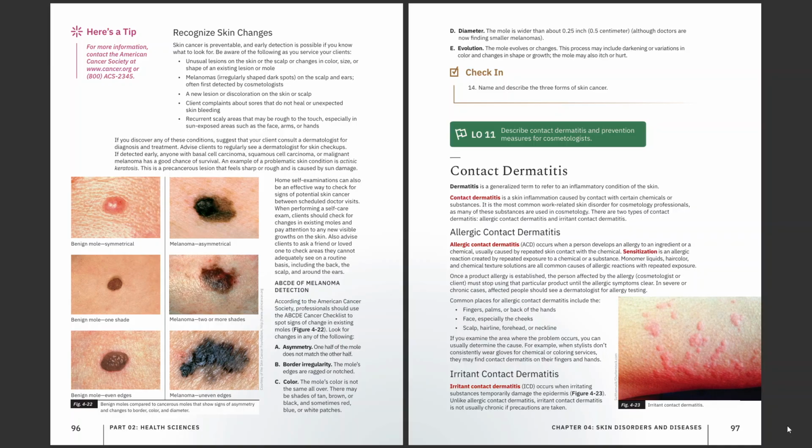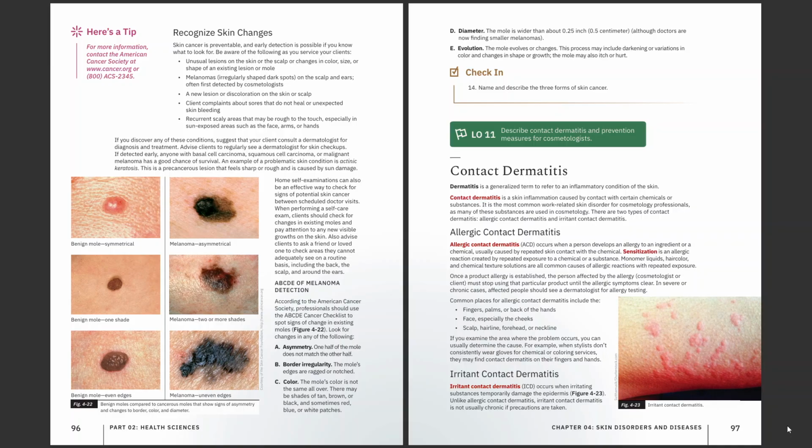Common places for allergic contact dermatitis include the fingers, palms or back of the hands, face, especially the cheeks, scalp, hairline, forehead, or neckline. If you examine the areas where the problem occurs, you can usually determine the cause. For example, when stylists don't consistently wear gloves for chemical or coloring services, they may find contact dermatitis on their fingers and hands.